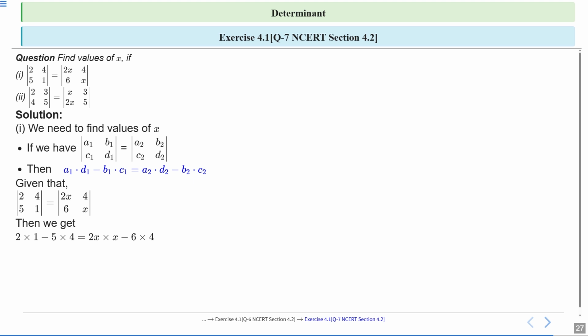At first calculate the determinant of the LHS and then calculate the determinant of the RHS. So for the LHS, we multiply the diagonal elements, that is 2 into 1, minus the off-diagonal elements, that is 4 into 5. And that is equal to the determinant of the RHS, that is diagonal elements 2x into x, minus off-diagonal elements 6 into 4. So when we simplify, we get 2 minus 20 is equal to 2x square minus 24. So just simplify, 2x square is equal to 6. So we get x square is equal to 3.